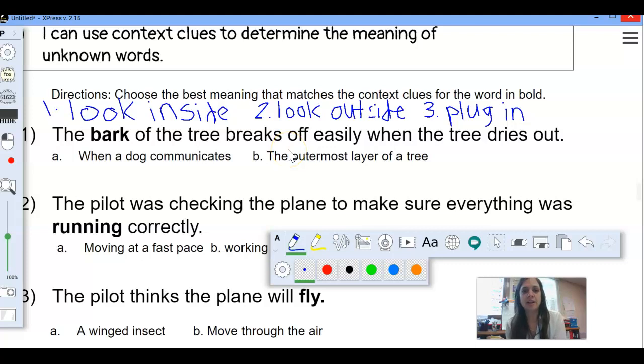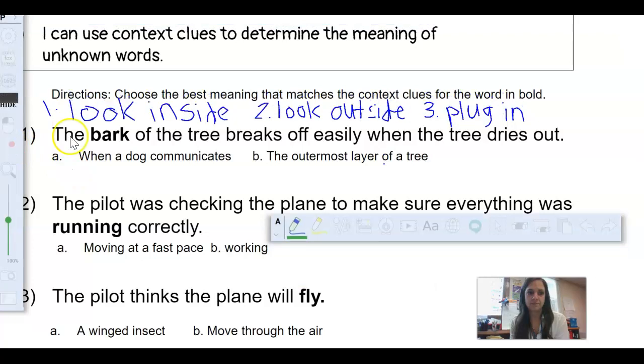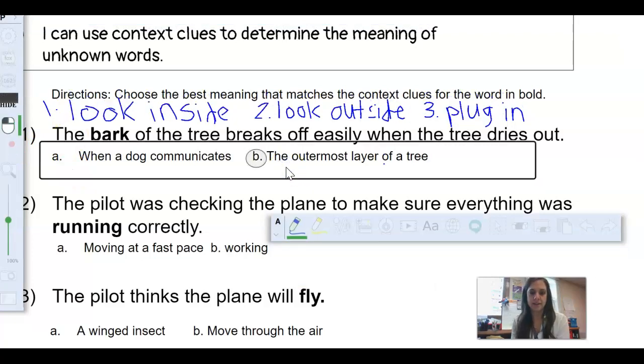And now I'm going to plug in. The outermost layer of a tree breaks off easily when the tree dries out. That makes sense. Now I'm going to make my choice. When a dog communicates, the outermost layer of a tree. And there's our answer. We looked inside of the word and thought, what do we already know? We looked outside of the word to see what matches our thinking, and we plugged in.